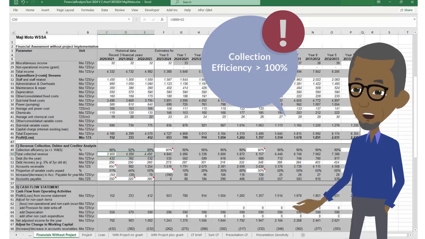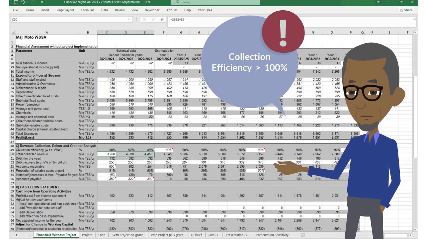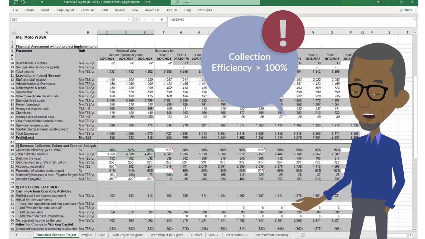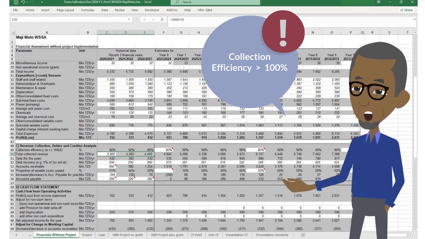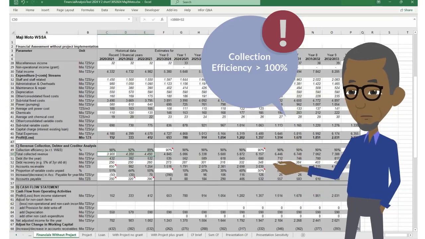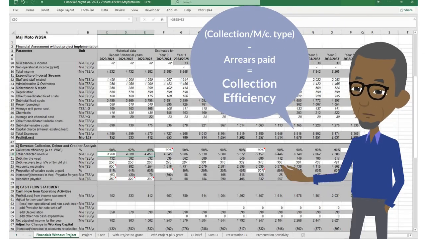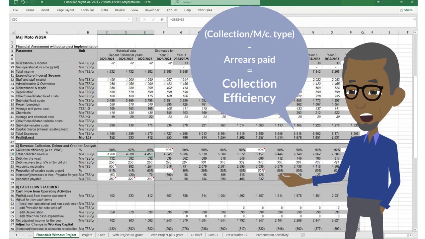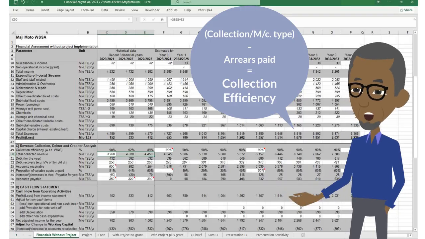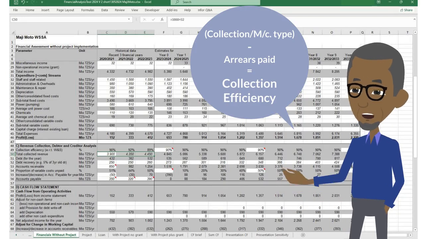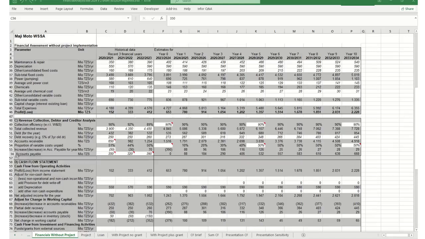You can calculate your debt recovery as follows. Look at the collection per month and customer type. If the calculated collection efficiency is above 100%, identify the amount of arrears paid and subtract the arrears paid from the collection to get the actual collection efficiency. That should not be more than 100%.